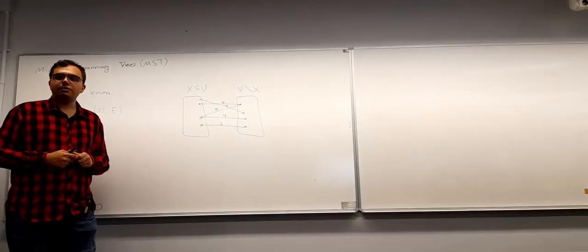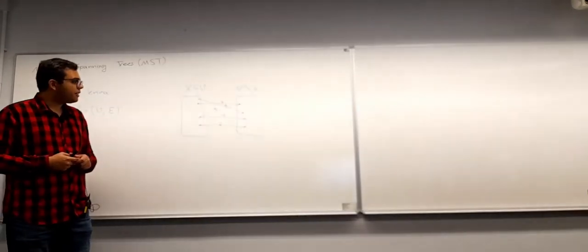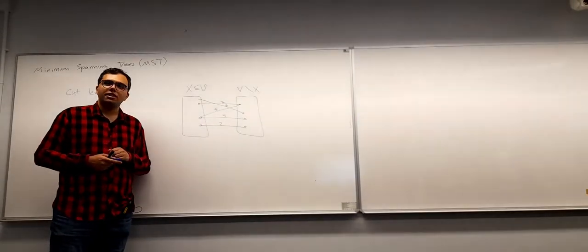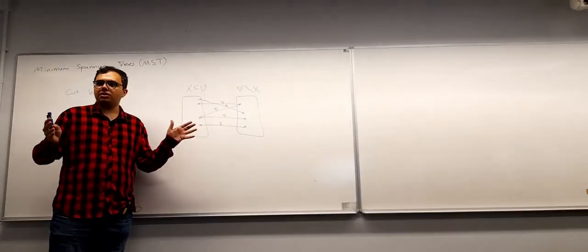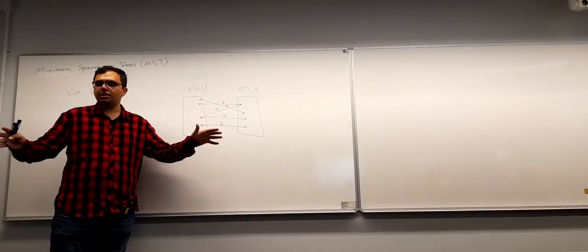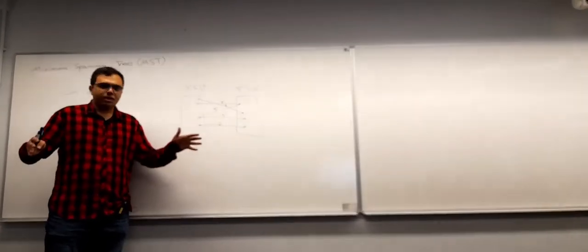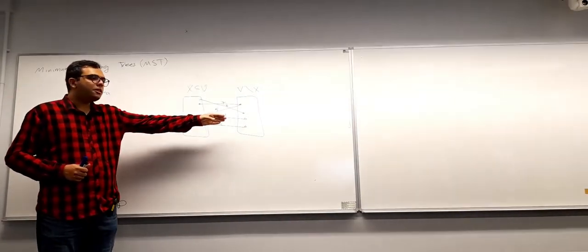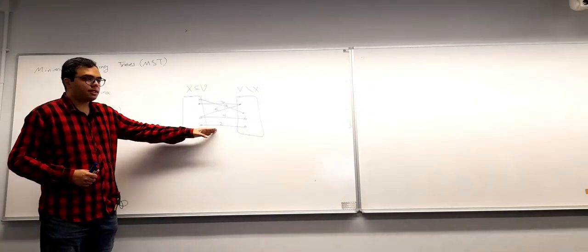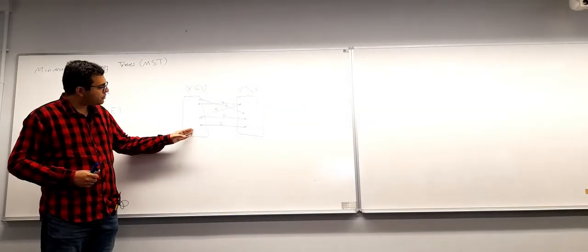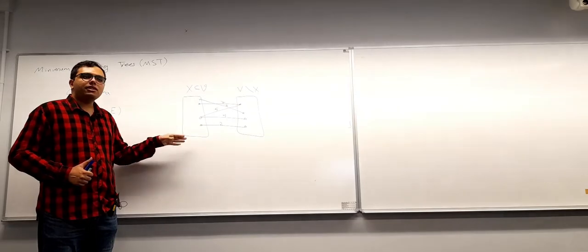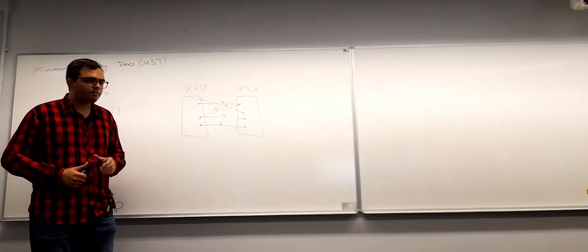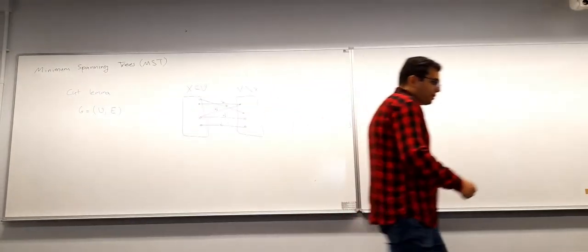Now, the claim that I want to make is that there is always a minimum spanning tree that contains this minimum edge. So no matter how you divide your graph into two sets of vertices, after you look at all the edges that go from one set to the other, you can always take the minimum weighted edge that goes from one set to the other, and you can always be sure that there is a minimum spanning tree that contains that particular edge. So how do we prove this?